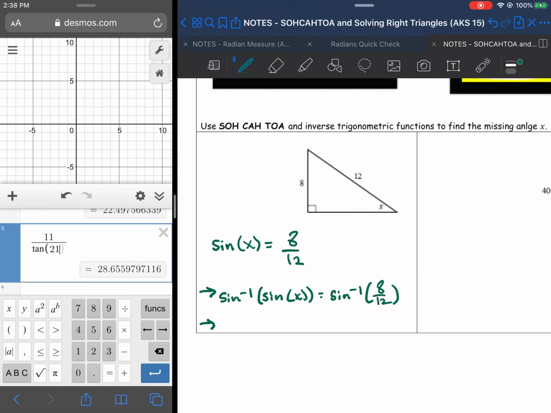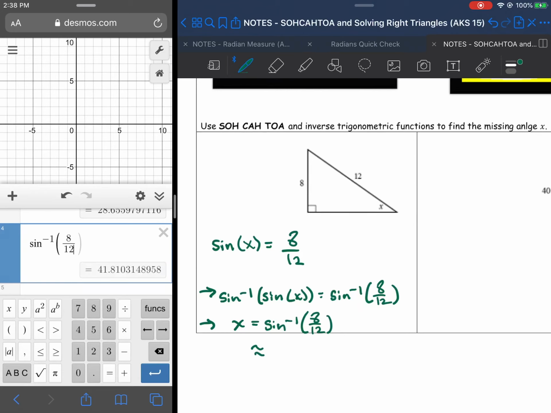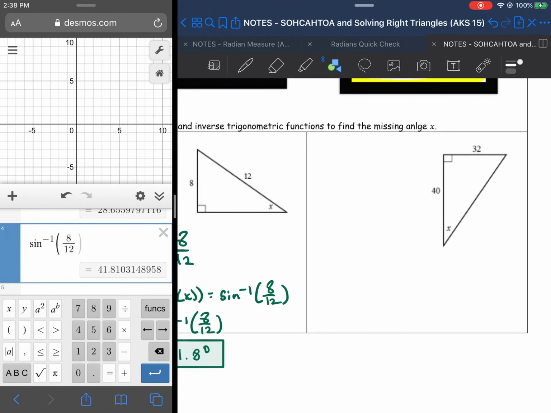And what this does, well, the inverse sine and the sine will cancel each other, and this tells us that x is equal to the inverse sine of 8 over 12. And let's use Desmos to approximate that. So we would take the inverse sine, which is right here, sine to the negative first power, or inverse sine, of 8 divided by 12. And that's going to give us about 41.8 degrees. Notice that this time we need to be careful and write that this is a degree measure because we are solving for a missing angle. So x is approximately 41.8 degrees. Now let's try the next problem.